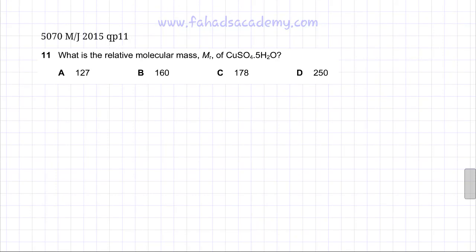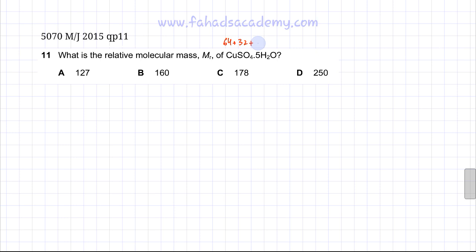In the following question, the question states, what is the relative molecular mass Mr of CuSO4.5H2O? Now remember, Mr is simply, I need to just sum up the individual atomic masses of all the elements. So I'm going to start off with copper, which is 64 in the periodic table, the atomic mass. Sulfur is 32. Then I have 4 oxygens.